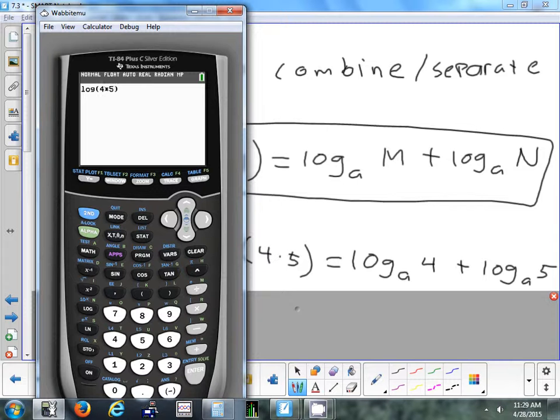What base am I assuming if the base is not written? 10. Okay, I'm doing it with base 10 because it's fast for me to do it. I could do it with any base you really want me to do it with. This is just the fastest. There's the log of 4 times 5. Okay. Now take the log of 4 plus log of 5, and you get exactly the same thing.